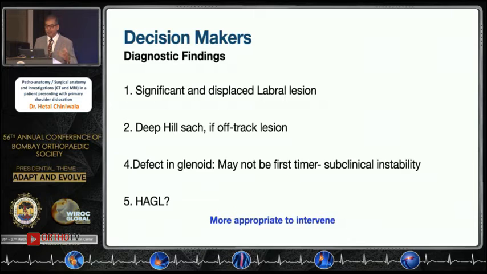Then there are diagnostic findings. If you have a displaced and a significant labral lesion, if you have a deep Hill-Sachs, if you have a defect in the glenoid, then that means it may not be a first-time dislocator. There may be subclinical instability and probably Hill-Sachs lesion. These are more appropriate lesions to intervene.